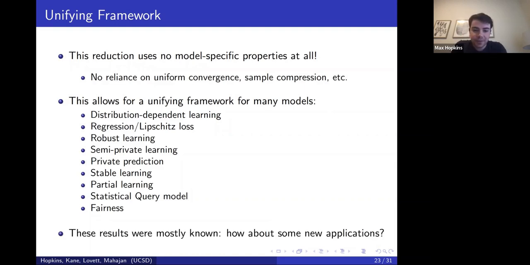Okay, so these previous results that I have listed here were mostly known. You pretty much could just say, okay, realizable and agnostic learning are both equivalent to sample compression, or they're both equivalent to Littlestone dimension or something. But let's talk about some new applications. Let's talk about some problems where you actually couldn't do this before, but now that we have this direct reduction, we are able to prove something.